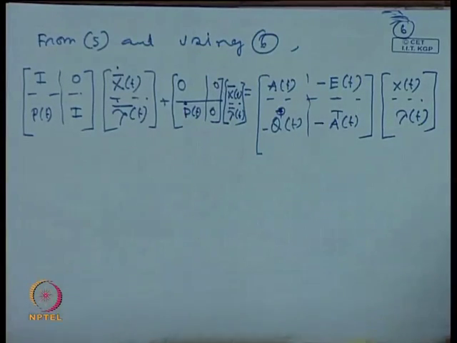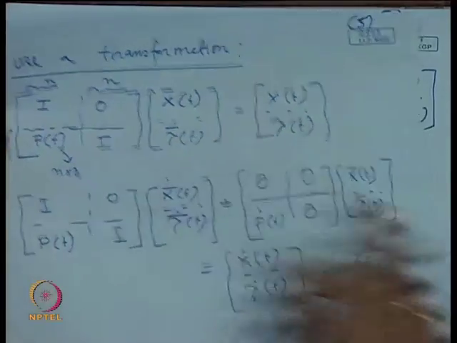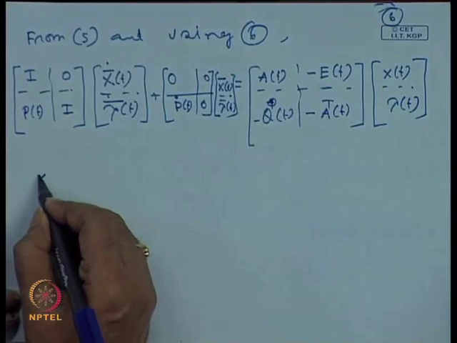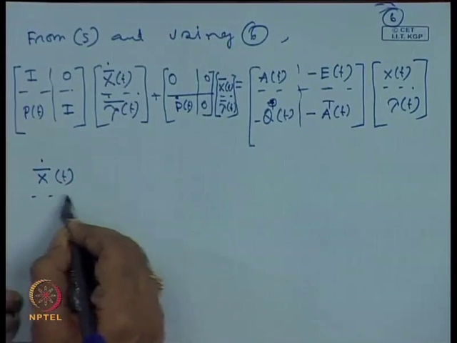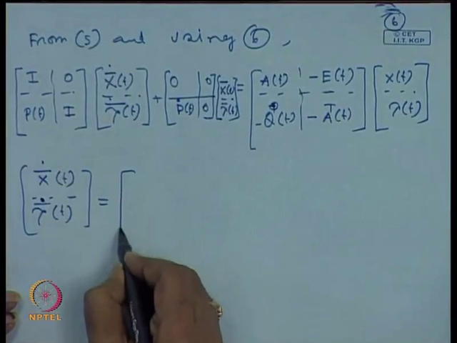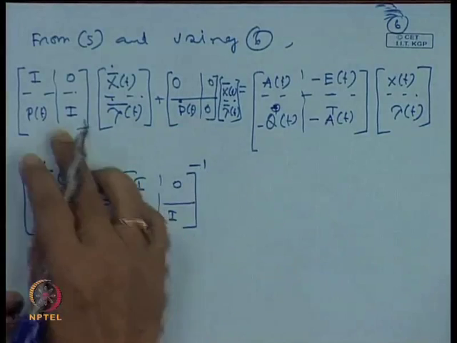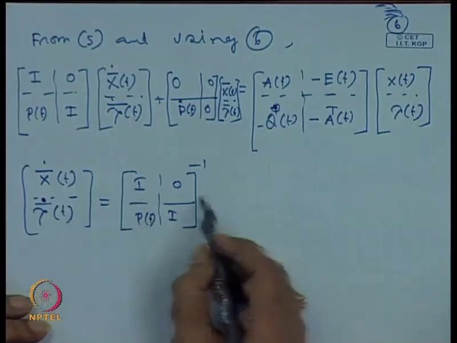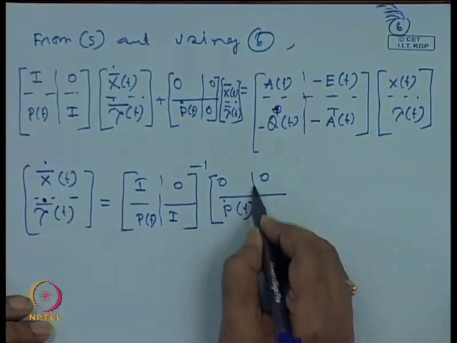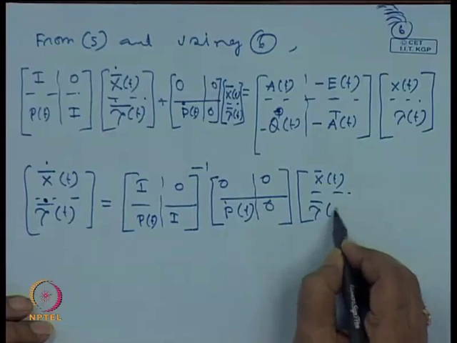If you recollect, this is the expression we have considered for the transformation. So, replace x of t, lambda of t by this one in the right hand side of this part, and ultimately, after simplification, what we get is x bar dot of t, lambda bar dot of t, is equal to I, 0, p of t, I, whole inverse, agree, whole inverse, then multiplied by 0, p dot of t, 0, then x bar of t, lambda bar of t. Agree?